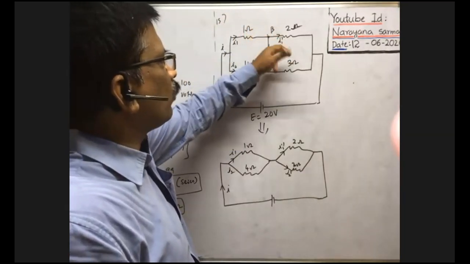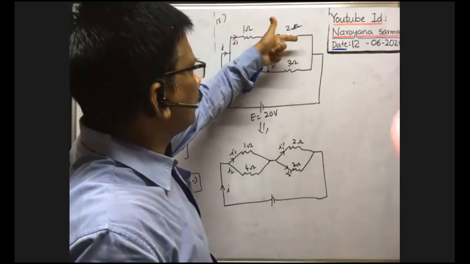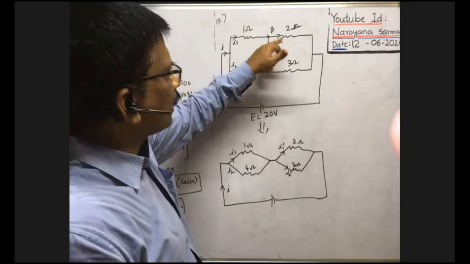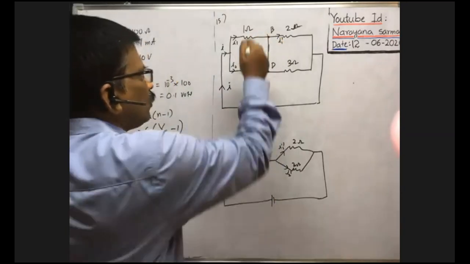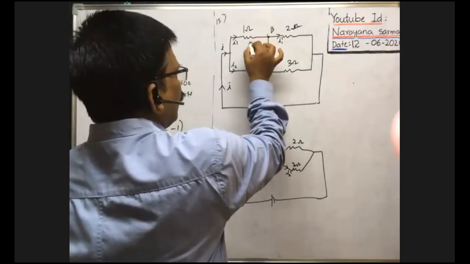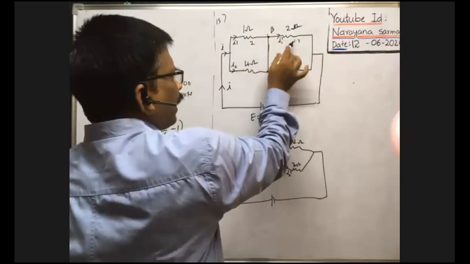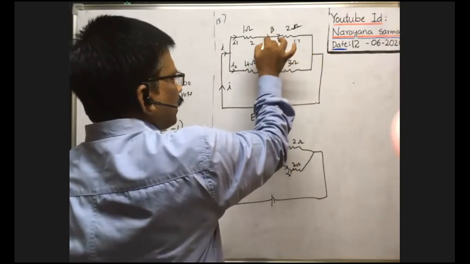If both are equal, the same current will pass like this, which means no current passes through this one. No current travels in this direction or in this direction. Suppose initially the current through this resistance is 2 ampere. Here the current is 1.5, that means 0.5 current is less now. That 0.5 current will travel in this direction.